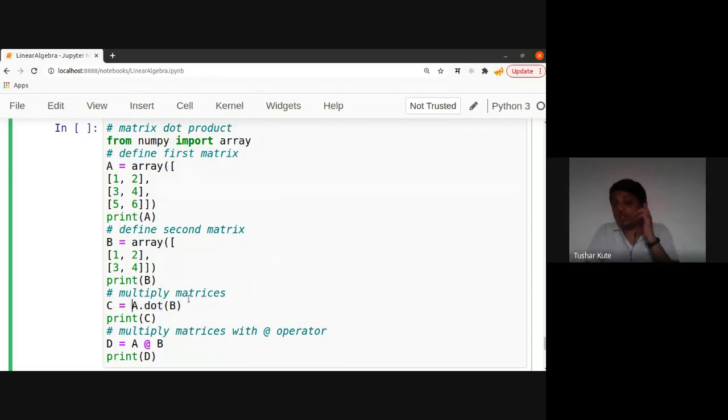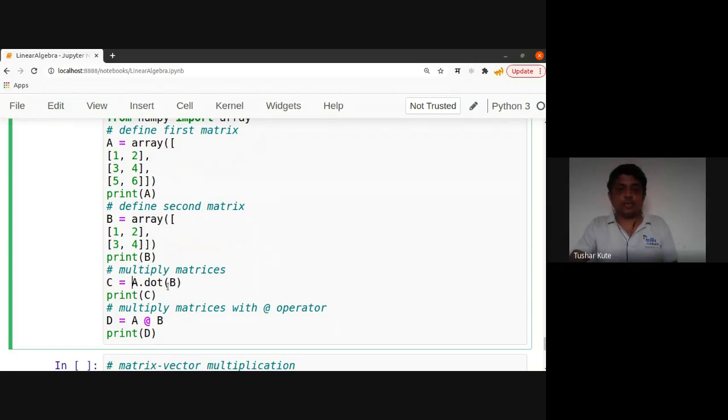One more important thing to note is that A dot B is not equal to B dot A. They are equal only if the dimensions are matching, and that is not the case for the others. For basic multiplication it is the same: A into B is equal to B into A, but A dot B is not equal to B dot A, because of the formula that we know. See now, A dot B, A dot B.